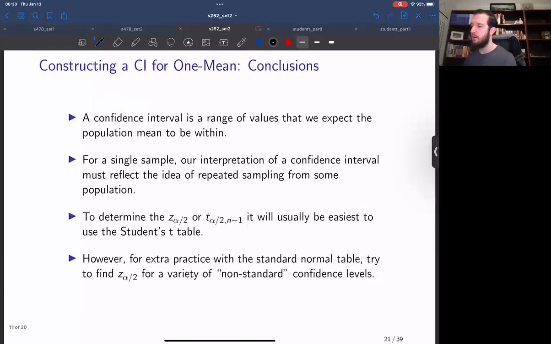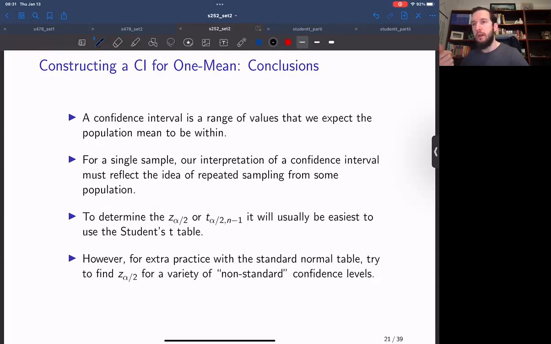Okay, so the confidence interval, again, is a statistical inferential technique that gives us a range of values that we believe the population mean could be between. We don't know if the individual interval that we constructed is going to contain the population mean. So that is why we use the word confident when we are interpreting our population mean.